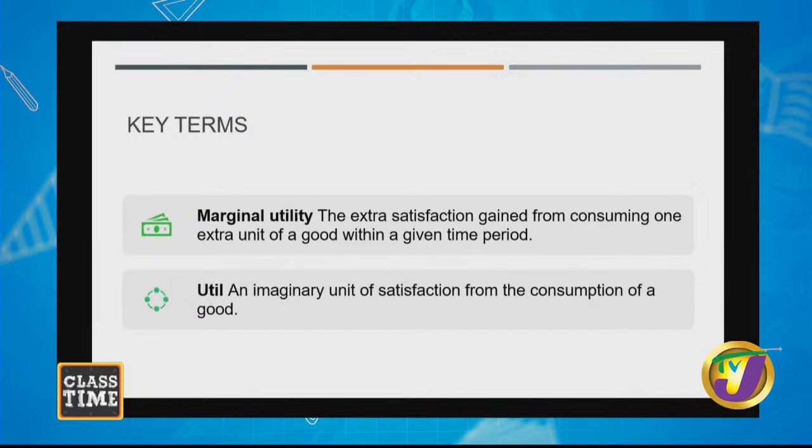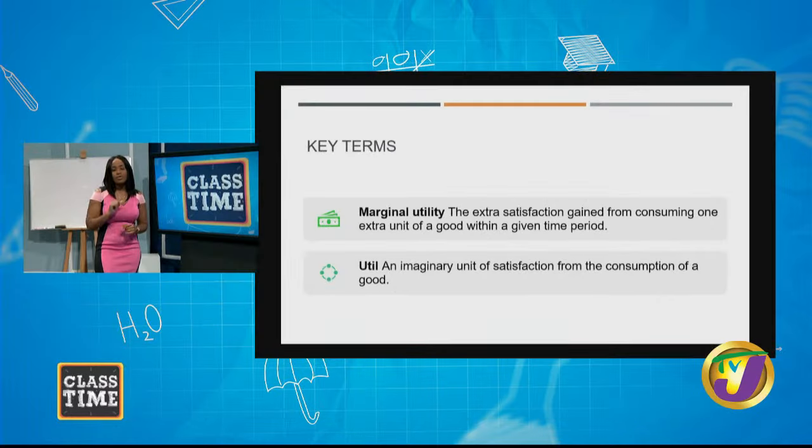Then there is marginal utility. And marginal is a term that you'll hear more and more as you go on throughout economics. So marginal always looks at what happens when there is a change in terms of one unit. The marginal utility now is the extra satisfaction you get from consuming one more unit of a good. That's marginal utility. And the util is the imaginary measure of satisfaction. So the marginal utility is based on utils. So for instance, they might say you get 10 utils from consuming a good, and that 10 utils represents the level of satisfaction you would receive from consuming the good.